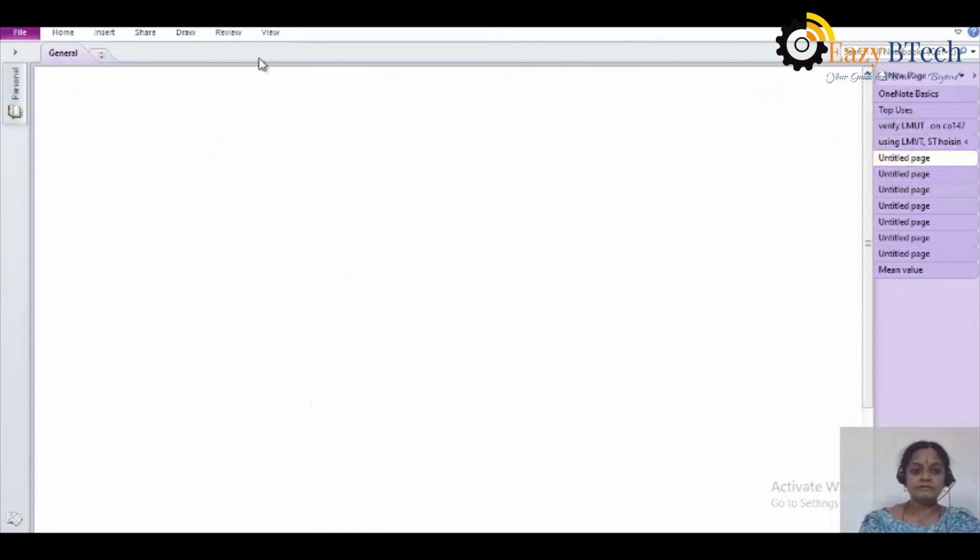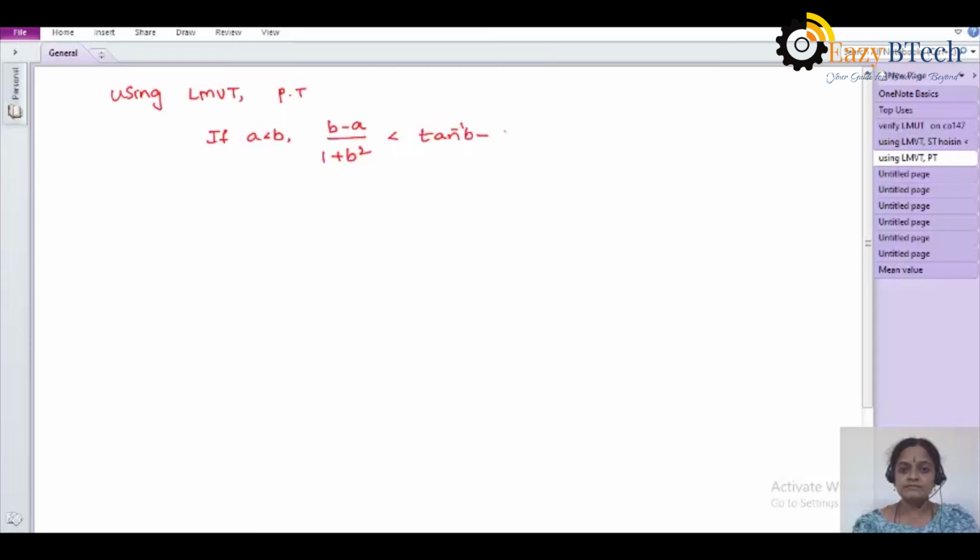And one more important problem in LMVT. Using LMVT, prove that, one of the very important questions, if a < b, then (b minus a) by (1 plus b square) < tan inverse b minus tan inverse a < (b minus a) by (1 plus a square). This is the one proof.